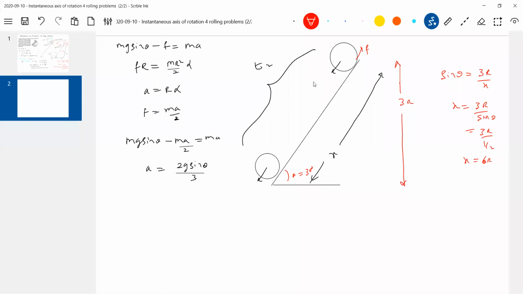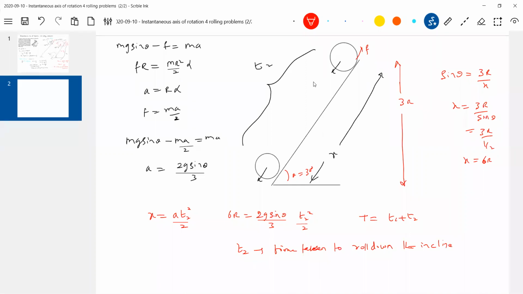Then what is the time taken? We know the acceleration, we know the distance. So x is equal to a t2 square by 2. So 6r equals 2g sine theta by 3 times t2 square by 2. From this you'll get the value of t2. Then what is the total time taken? T1 plus t2. By the time it reaches here, t1 is the time taken. What is t2? Time taken to roll down the incline.